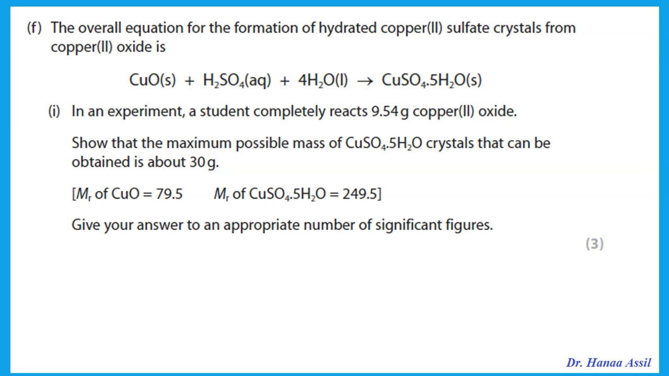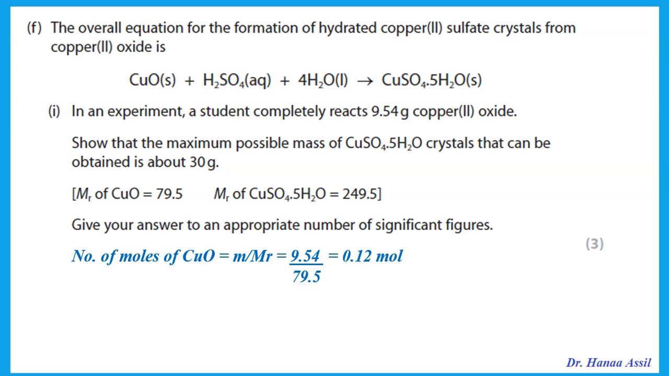9.54 grams of copper oxide. So the first thing we do is get the number of moles: mass over molecular mass. We are given the molecular mass. So we have 0.12 mole of copper oxide. Next step, look at the equation. Relate the copper oxide to what we are looking for. We're looking for the mass of the products.